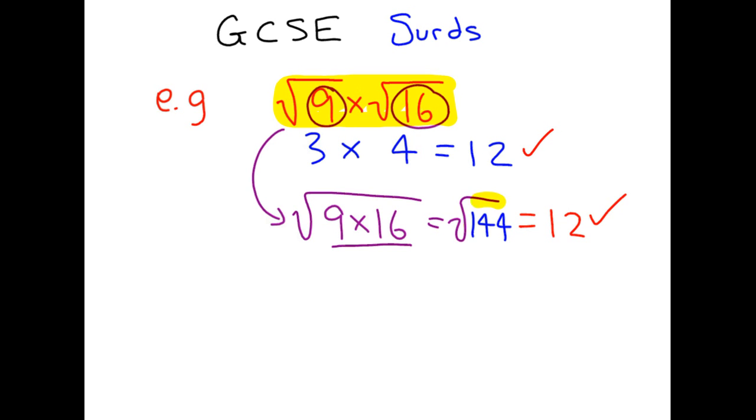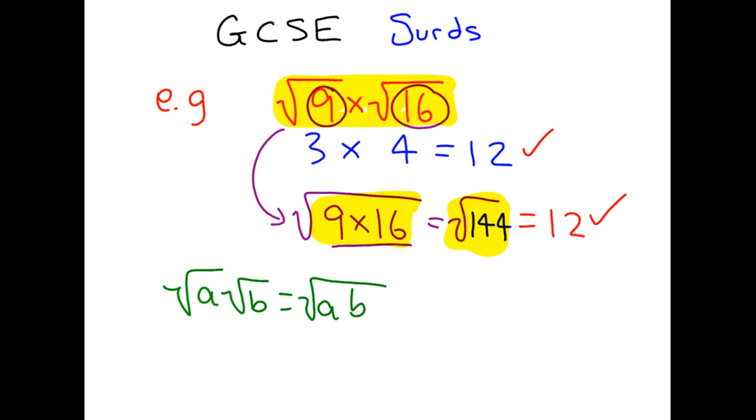If you've got two numbers multiplied together and square root each one, it's the same as the square root of those two numbers multiplied together. Okay, very, very important third rule. So we can write that the square root of a times the square root of b equals the square root of a times b.